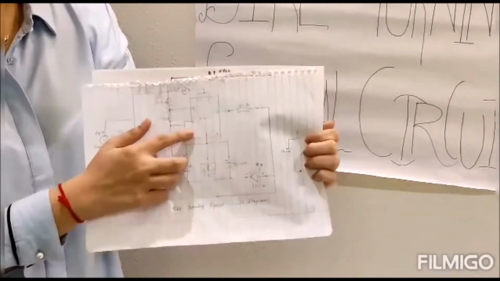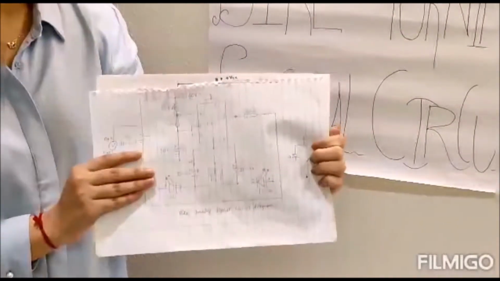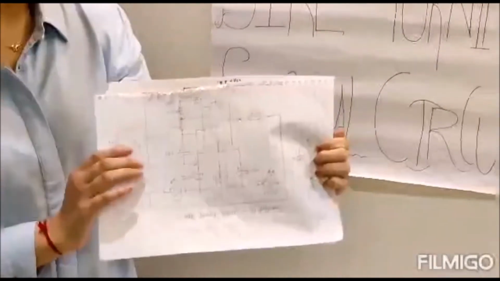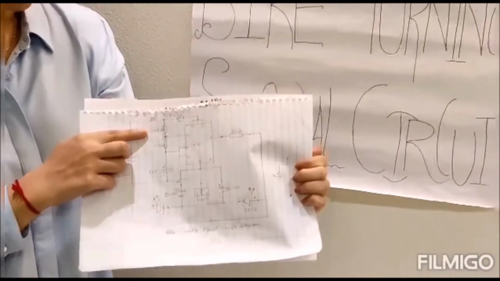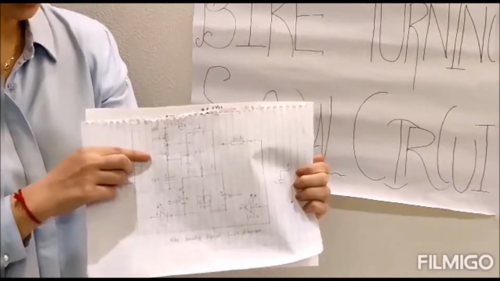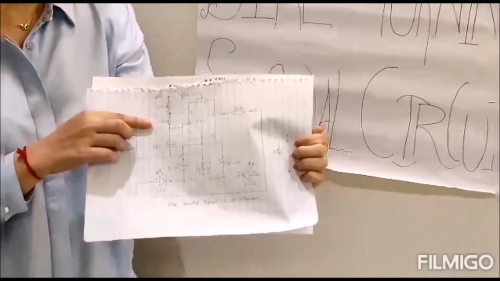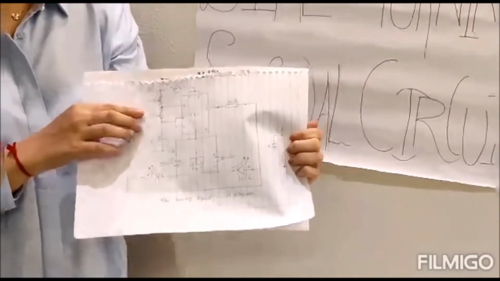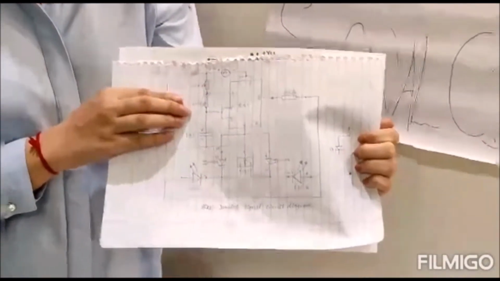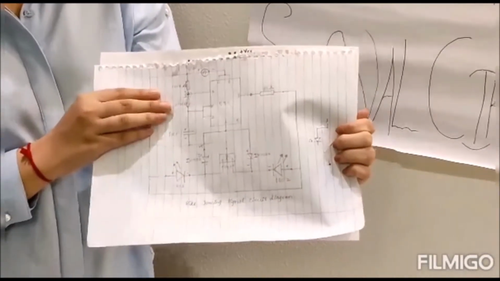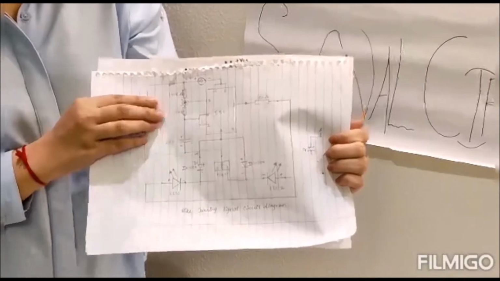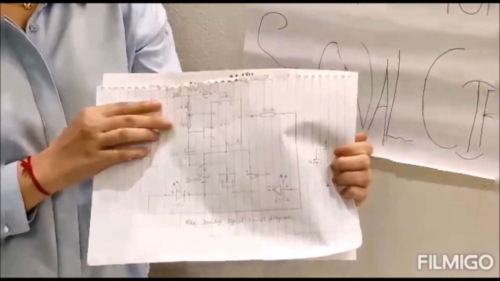The 555 timer IC acts as an astable multivibrator here. The circuit consists of two important resistors, the 100 kilo ohm resistor and the 470 kilo ohm resistor, which are used to set the time delay. We can change the time delay for the LEDs by either changing the value of the capacitor or inserting a potentiometer in place of any other resistor.